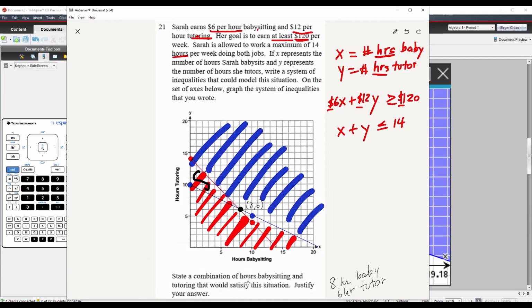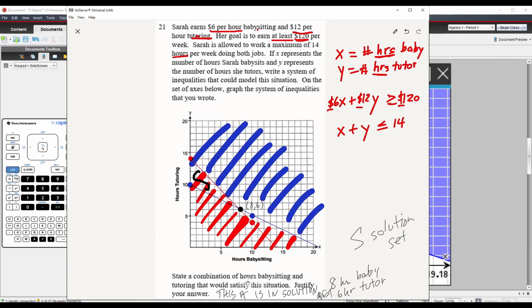And now when they say justify your answer, I will just say that's in the solution area. This point is in the solution area, which I labeled solution set. So this S stands for solution set, that's more clearly on there.